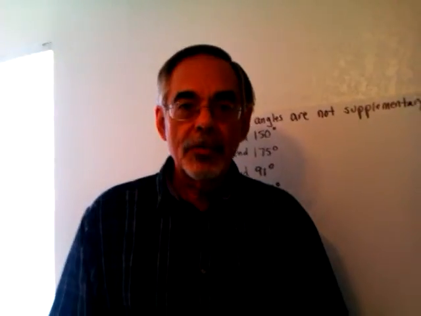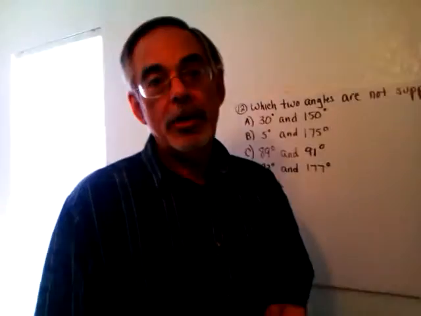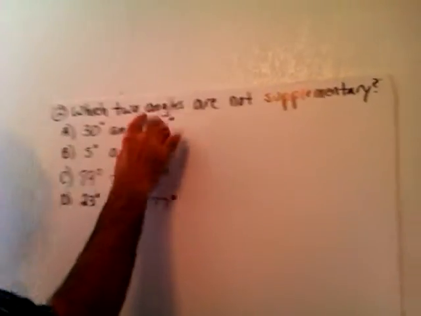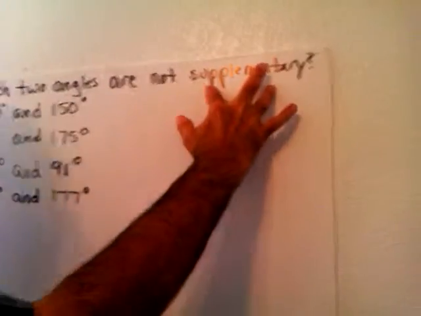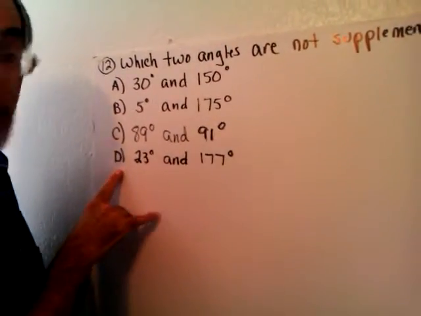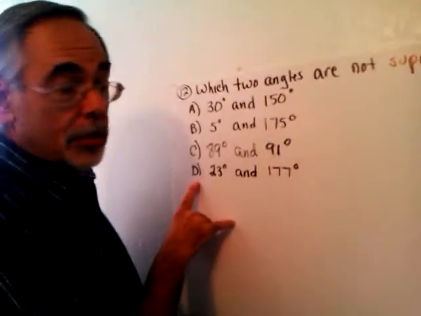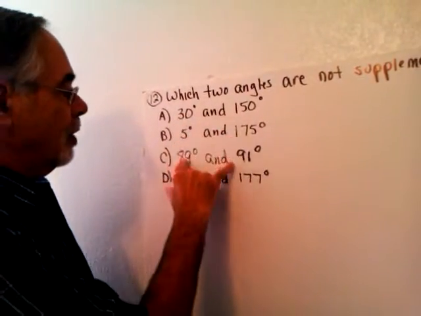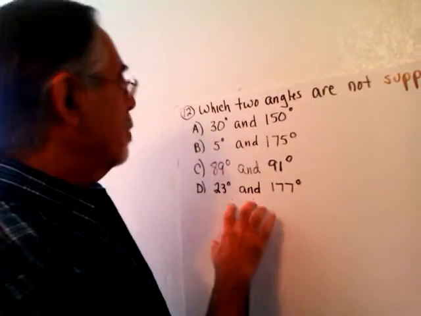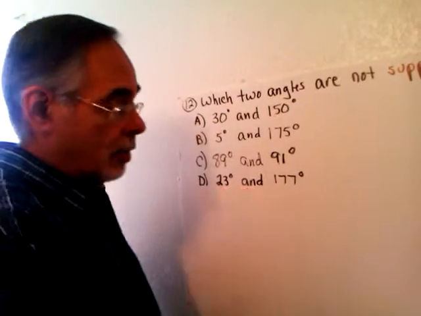Hello, my name is Sommerlad, and I'm going to be explaining problem number 12 on the diagnostic test. The problem says, which two angles are not supplementary? And of course they give us a list of 4 choices, so this is a multiple choice question, and we're going to have to actually go through each of the choices and find out which one actually answers the question.